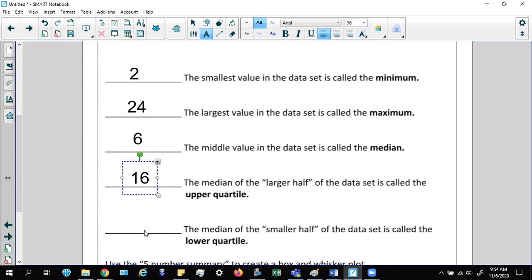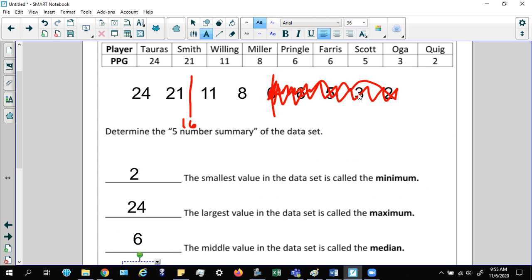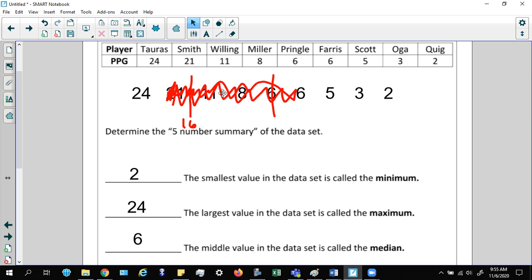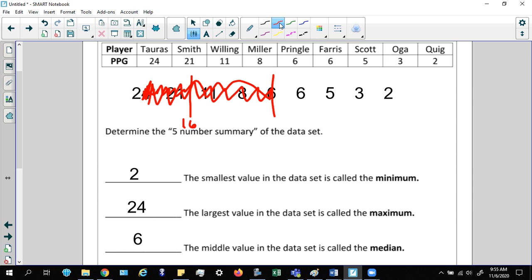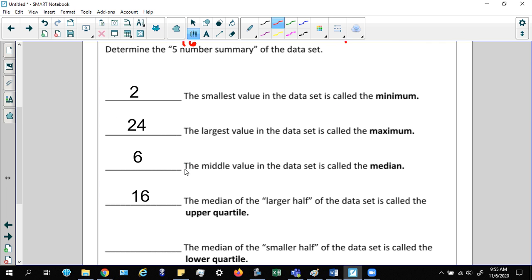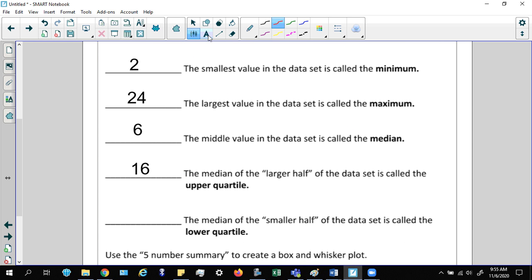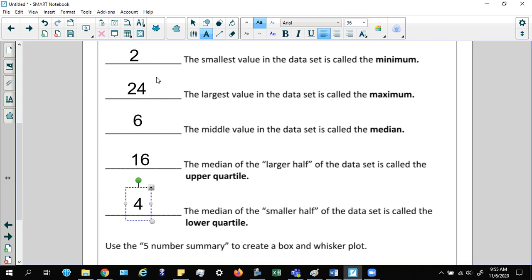Lastly, the lower quartile is the same exact thing, but on the lower half. I'm only dealing with the lower half here, so all these numbers over here I don't need. I have to find the middle number. When you're only given 4 numbers, it's easy. It's between 5 and 3, which would be 4. So the lower quartile would be 4. These are the 5 numbers we're going to use for our box and whisker plot.